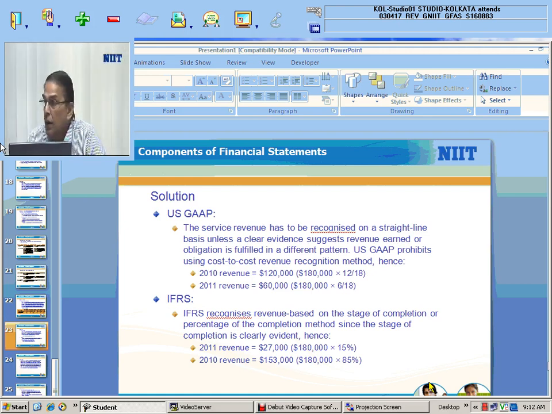In this example, I am showing you the difference between accounting standards and how the difference between the accounting standards can lead to different recognition of revenue under the same contract. We'll go to the next example.